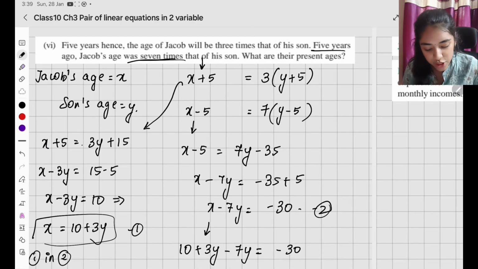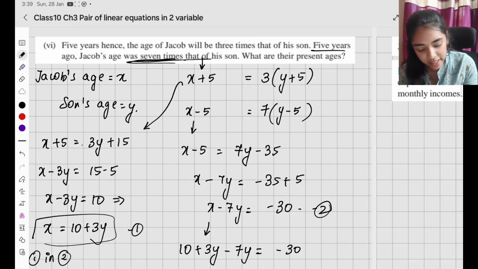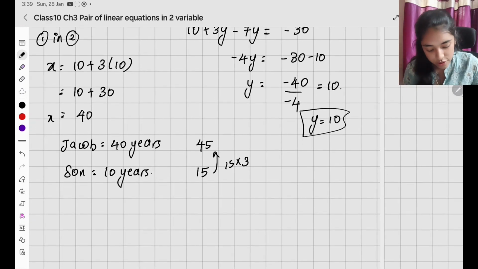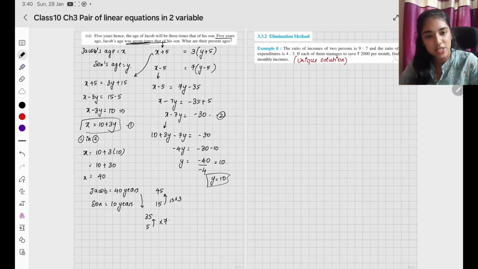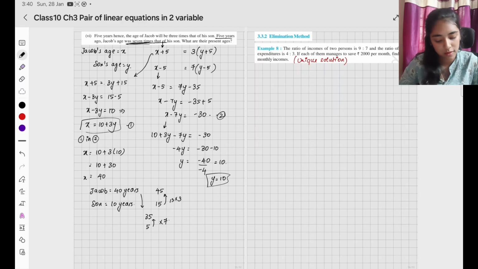What is the other equation? Jacob was 7 times the age 5 years ago. So 5 years ago we have 35 and 5 years. So 5 into 7. Understood? So have you checked? Do Jacob's age and son's age match, 5 years ago and 5 years from now? Okay? So this is how you solve. Please copy.